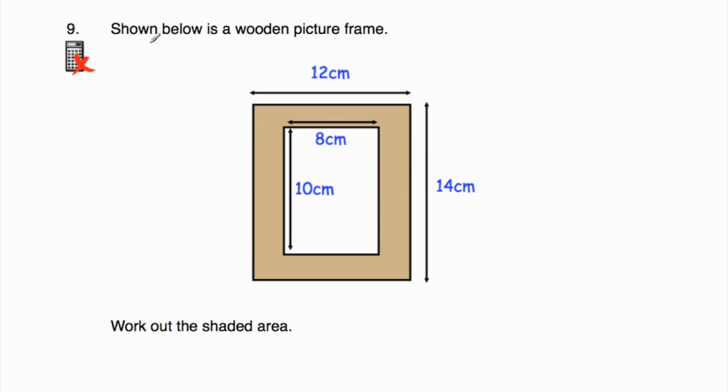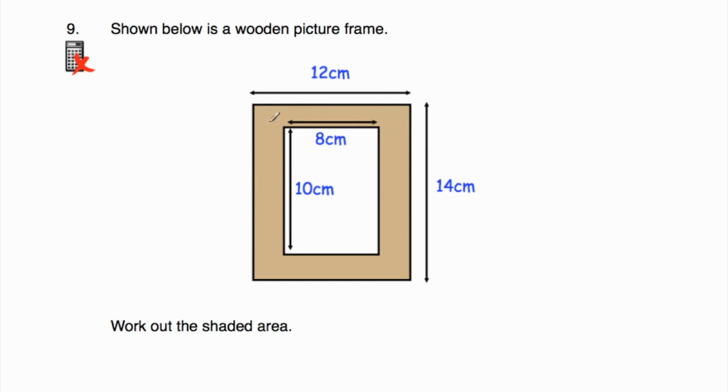Let's have a look at question number 9. Question number 9 says, shown below is a wooden picture frame. The height of it is 14 centimetres and the width is 12 centimetres. Then in the middle, we've got the space where the picture will go, and it's got a height of 10 centimetres and a width of 8 centimetres. We've been asked to work out the shaded area, so this brown area. That would be, if you looked at the photo frame, I suppose the wooden area of the front.